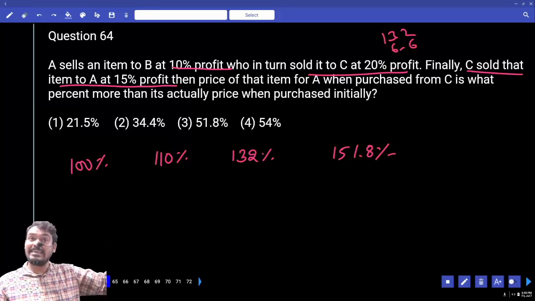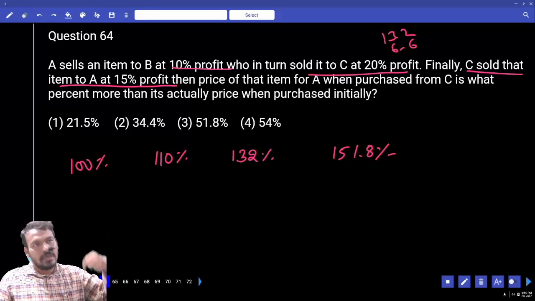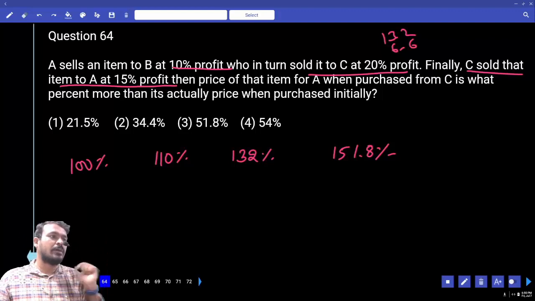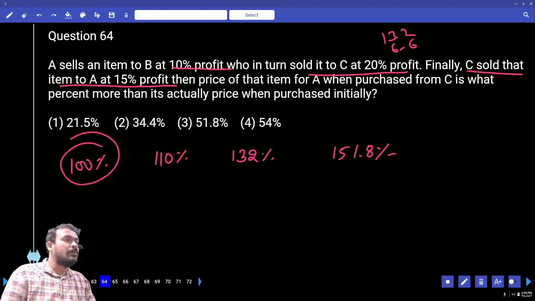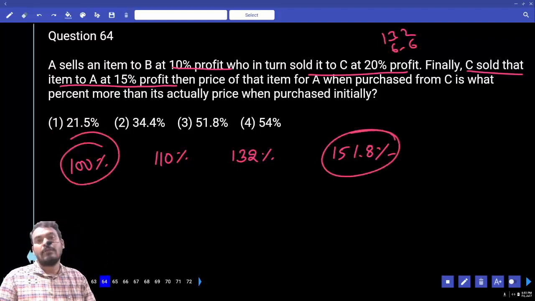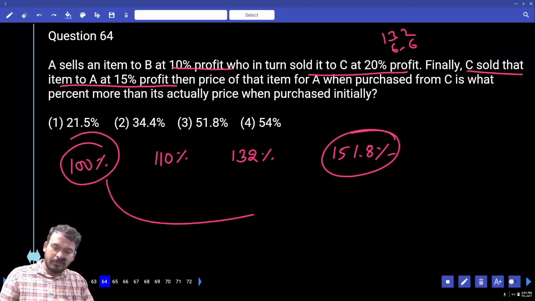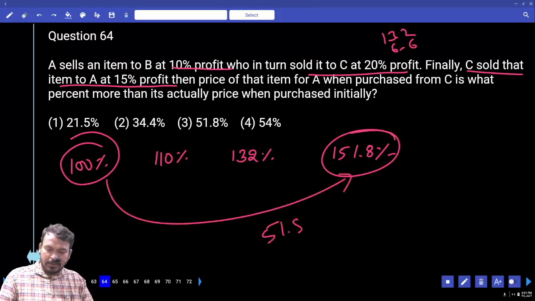151.8%, that is C selling price. It is also equal to A cost price. What is the A initial value? 100. What is the final value? 151.8. What is the profit value? 51.8%.